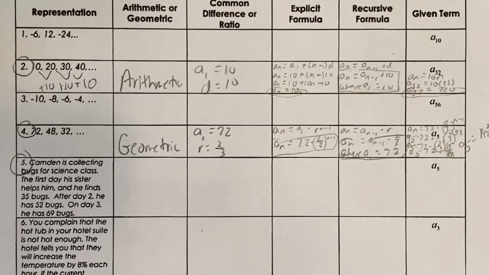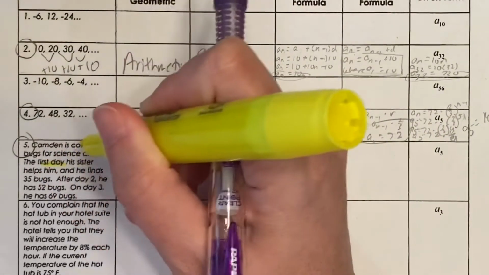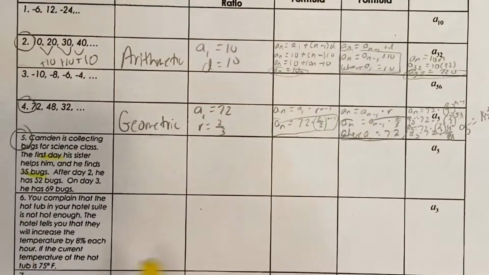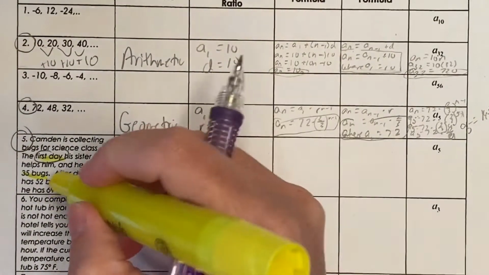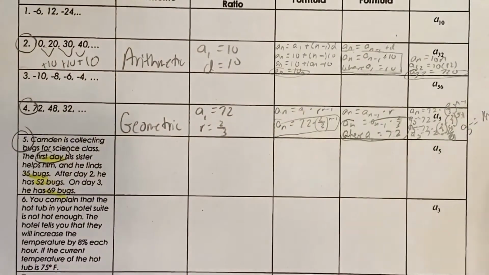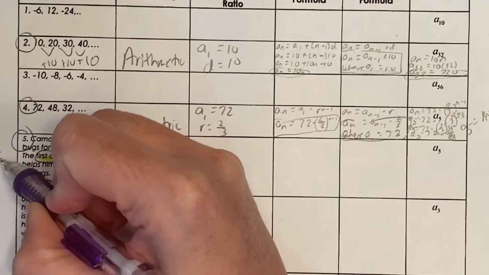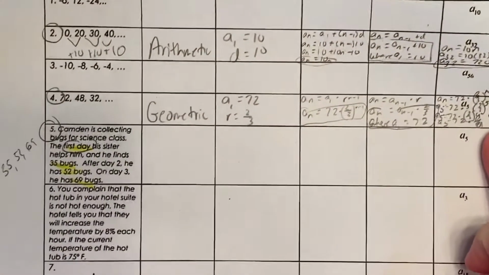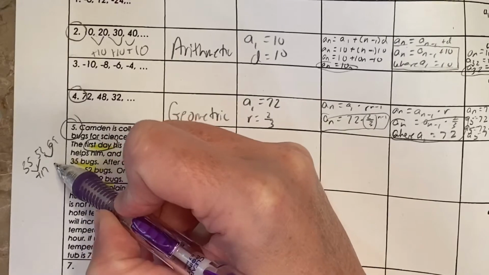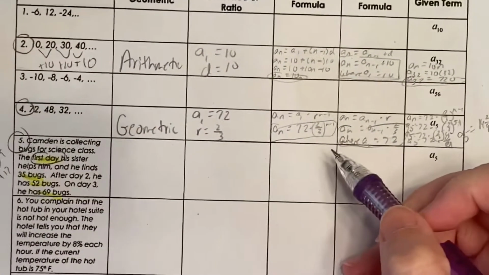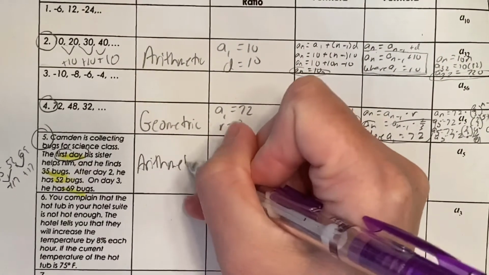So here we go. All right, Cameron is collecting bugs for science class. The first day, his sister helps him, and he finds 35 bugs. So that's going to be really, really important moving on, that whole first. Day 2 is 52. Day 3 has 69. Okay, so we have 35, then we have 52, and 69. From 35 to 52 is plus 17. 52 to 69 is plus 17.